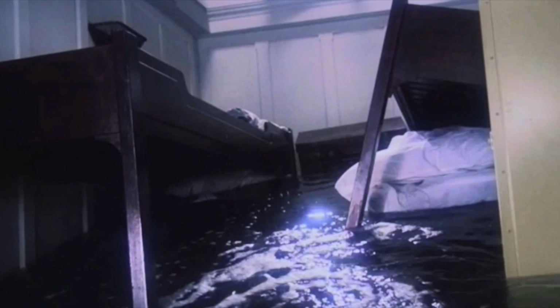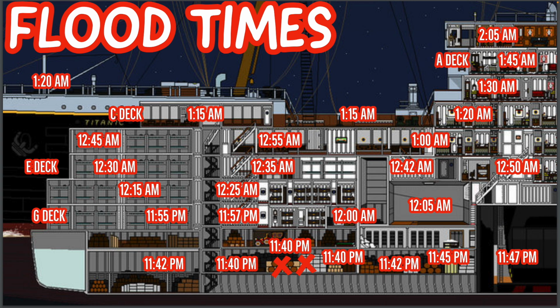That's when G deck started, and then F deck about 15 minutes after that. It was pretty continuous flooding. 15 minutes later, F deck starts to flood. More third-class cabins start going underwater at around 12:25 a.m.